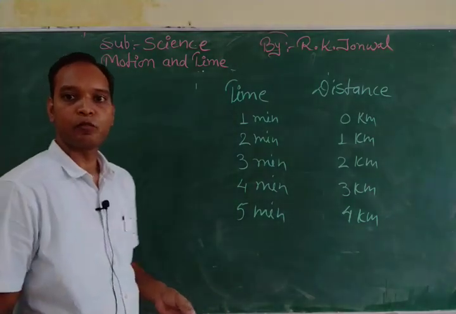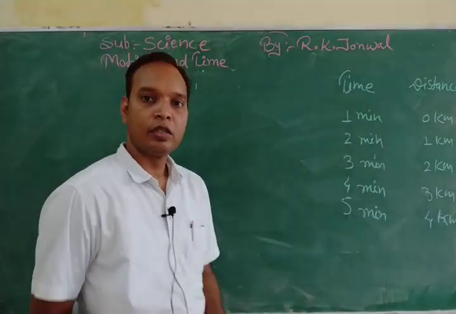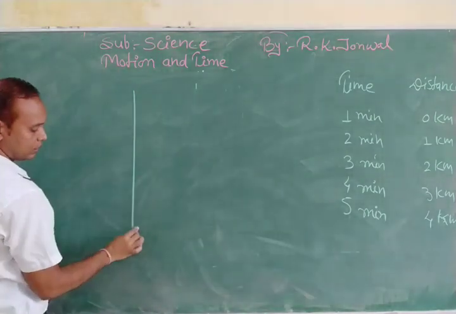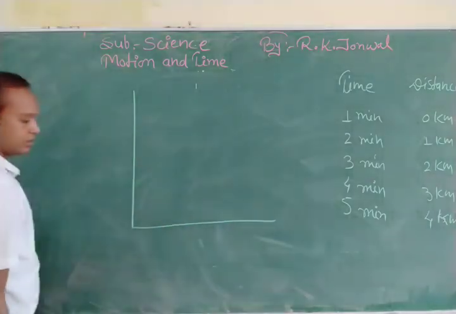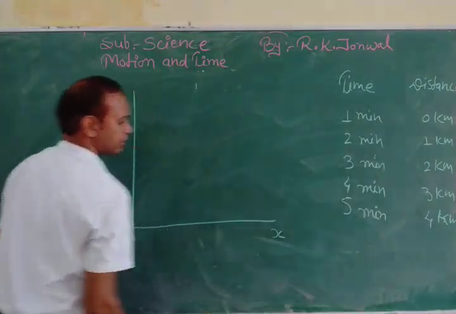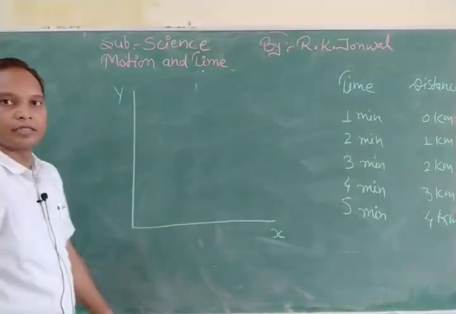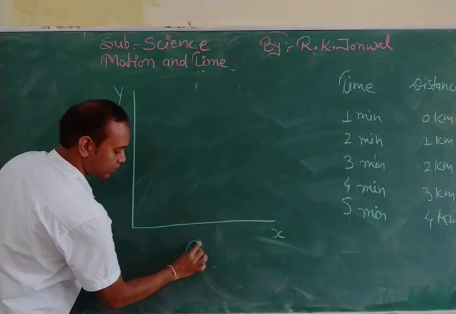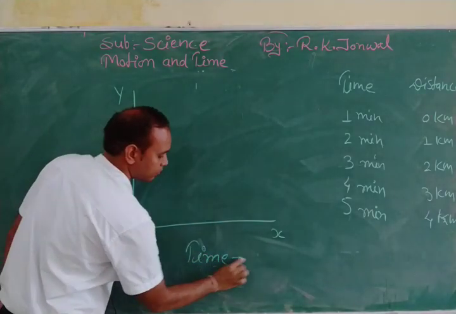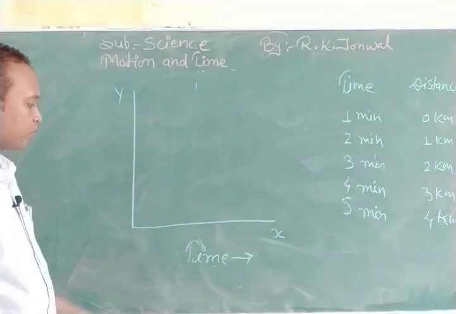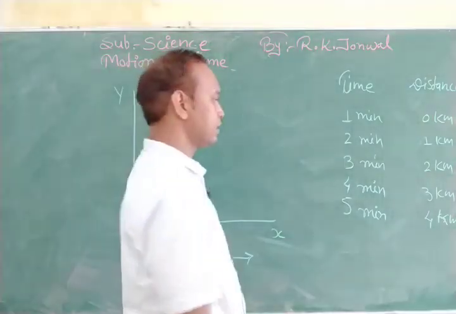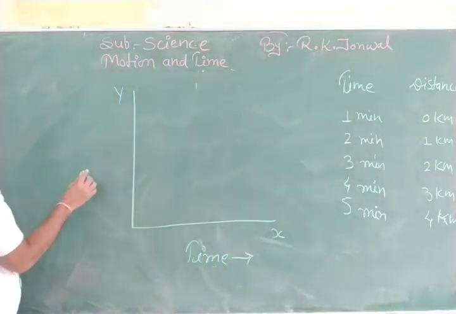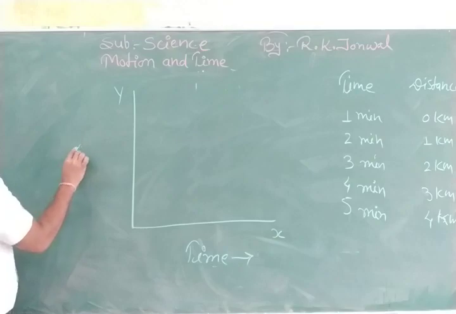Then students, so now let us start plotting the graph. First, draw the axes, that is the x-axis, and that one is the y-axis. So on the x-axis, we should always take time, because we take the value which is independent on the x-axis. Okay, dependent values should always be taken on the y-axis, that is distance.